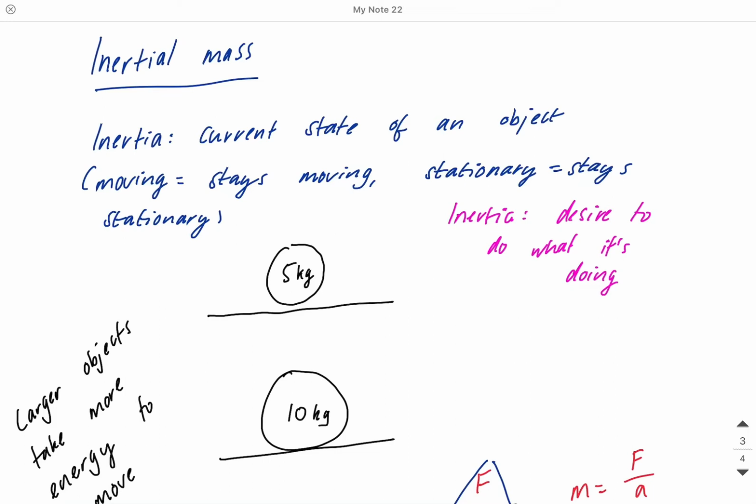This links back to Newton's first law, right? So let's think about inertia as the desire of an object to do what it is currently doing. They're quite happy as they are, and you're going to have to put in some effort to make them change. Things that are stationary want to stay stationary, things that are moving want to stay moving. Obviously objects don't want stuff, but that just helps us visualize and think about what's happening there.